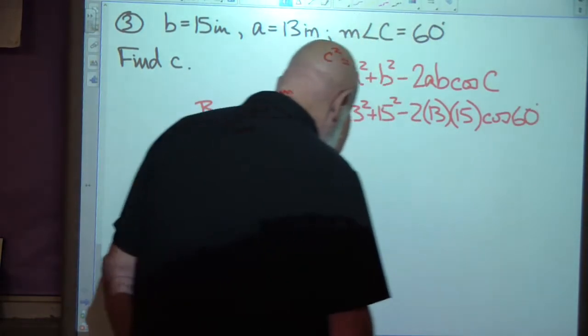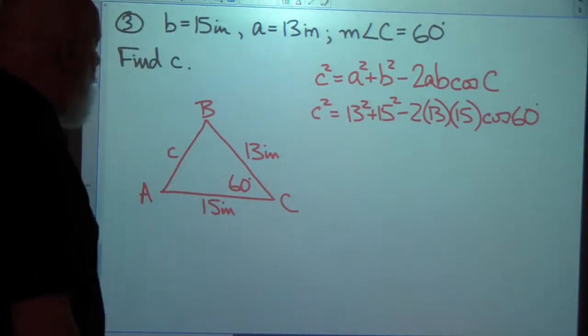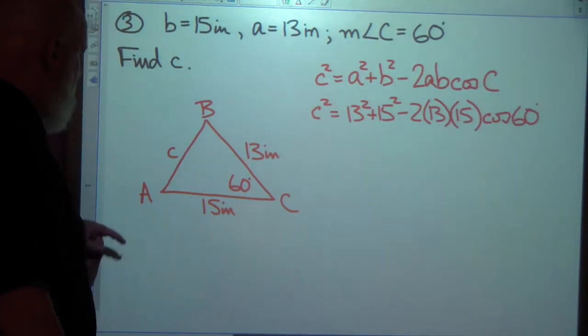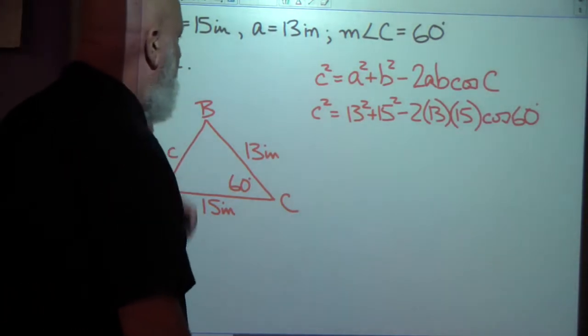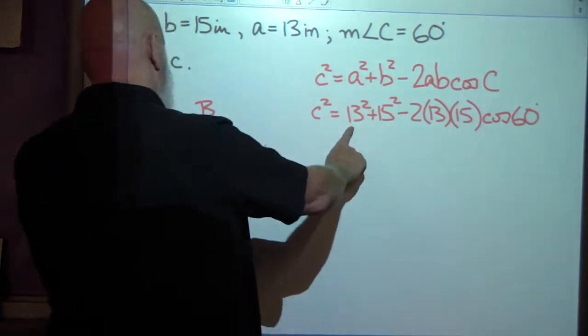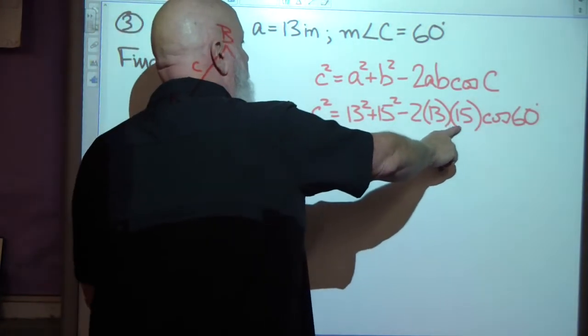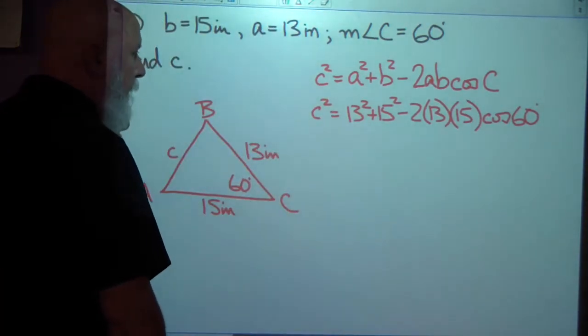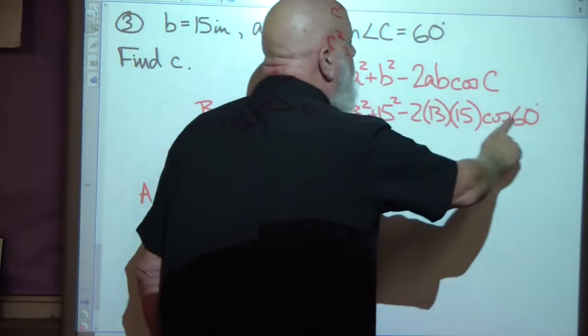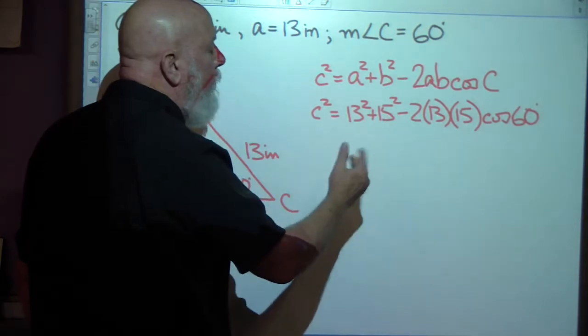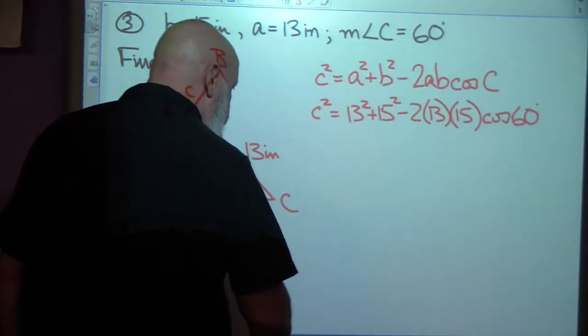And hopefully I won't mess this up. Last time I left off a square, that would have messed up the whole problem. So let's see if I've messed up anything here. C squared is equal to A squared plus B squared minus 2 times A times B cosine C. So I think that's correct. We're going to plug all this into the calculator and hit enter or equals, and that will give us C squared.